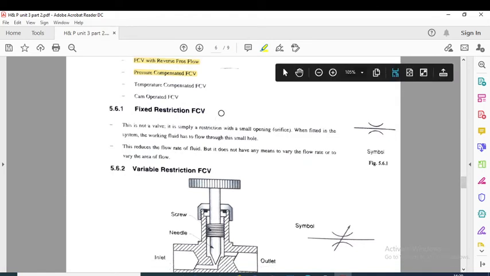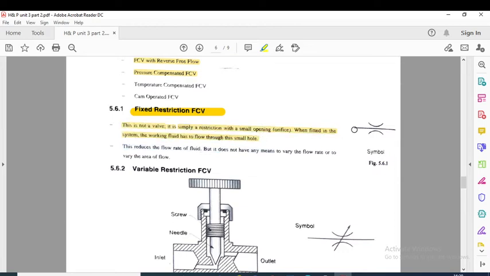So this is the fixed restriction flow control valve. Actually, what is this valve? It is not a valve. It is simply a restriction with a small opening, an orifice. When fitted in the system, the working fluid has to flow through the small hole. That's why it is named the fixed restriction flow control valve. Actually, it is not going to open or close. It is just a permanent restriction to the moving fluid here.